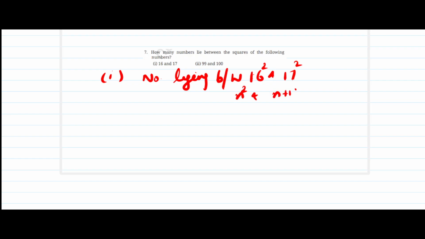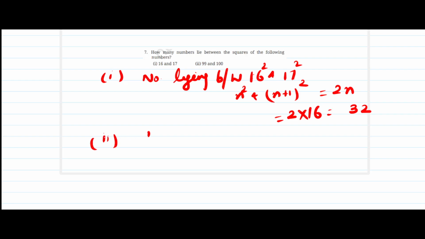Moving to the next one: how many numbers are lying between the squares of the following numbers? As I have already told you in the things to remember, the numbers lying between consecutive square numbers are 2n. So the numbers lying between 16 square and 17 square, that means n square and n plus 1 square, are 2n. So here n is 16, so the answer will be 32.